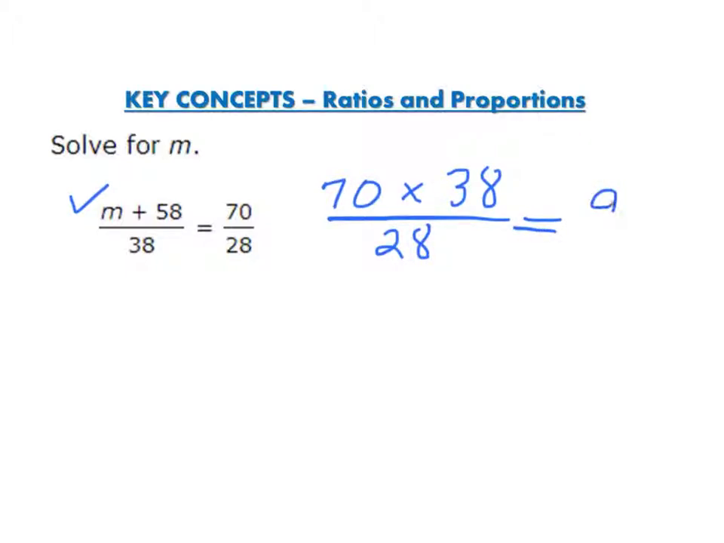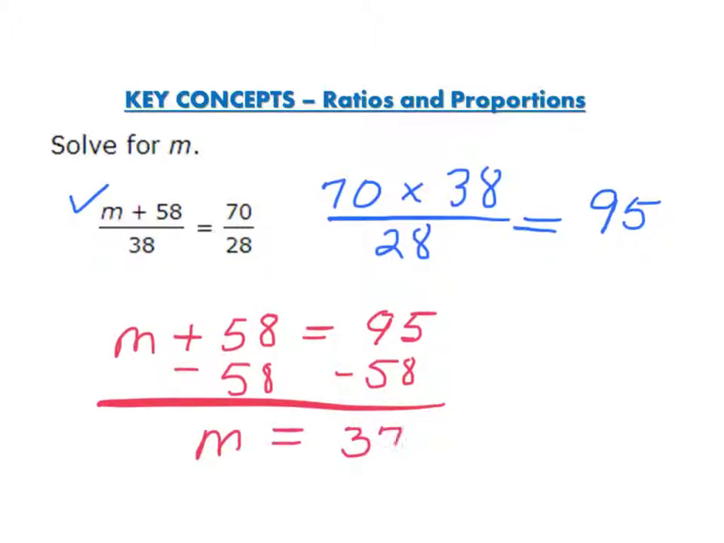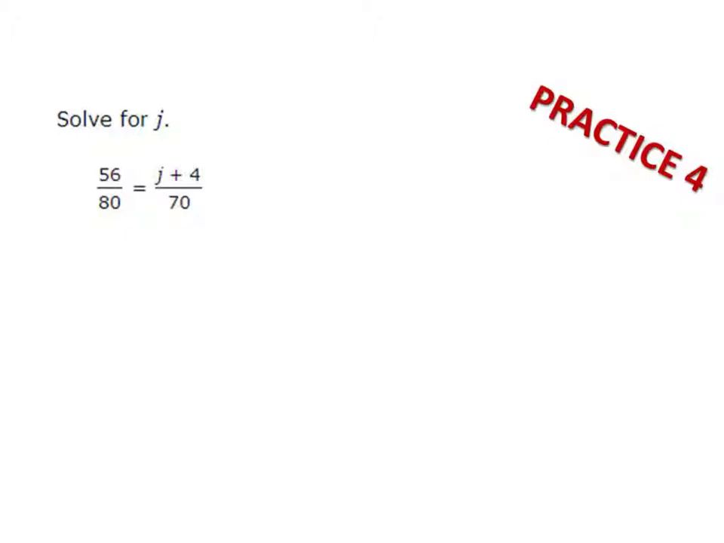That gives us 95. Now I'm going to use the m plus 58 equals 95. And I'm just going to solve for m. So I'm going to subtract 58 from both sides, which leaves me m equals 37. So I have solved for m. Here's practice 4, solve for J.